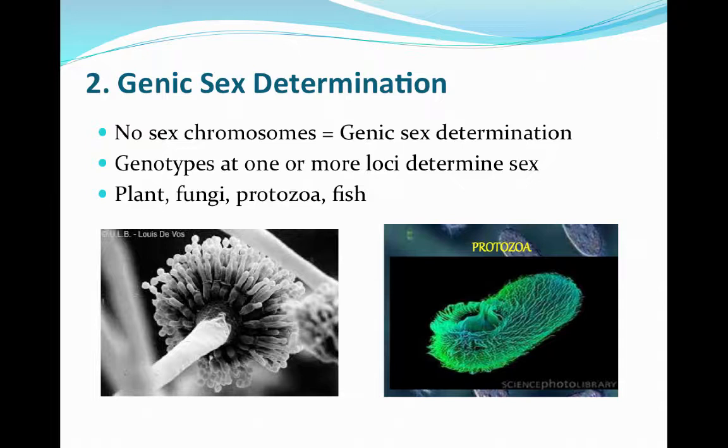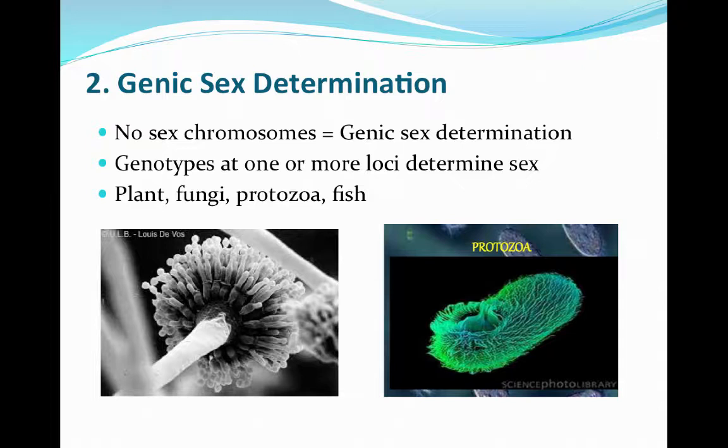The second major type of sex determination that we're going to talk about is genic sex determination, and we're not going to spend too much time on this. This is a type of determination system that we see in some plants as well as in a lot of fungi, protozoa, and some fish species.